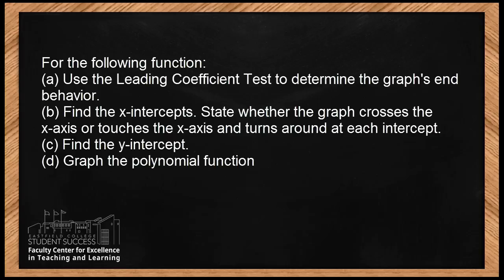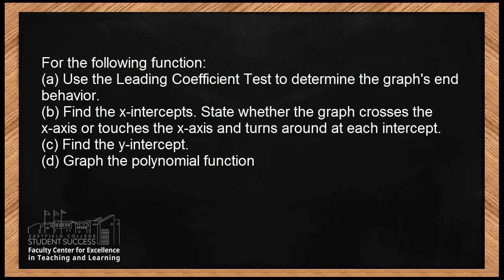For the following function, part A, we're going to use the leading coefficient test to determine the graph's end behavior. For part B, we will find the x-intercepts. We will state what happens at each of those intercepts, whether the graph crosses the x-axis or touches the x-axis and turns back around at each and every intercept. Part C, we will find the y-intercept. And part D, we will graph the polynomial function. When we graph the polynomial function, we will utilize the graphing calculator. So make sure you have one with you.